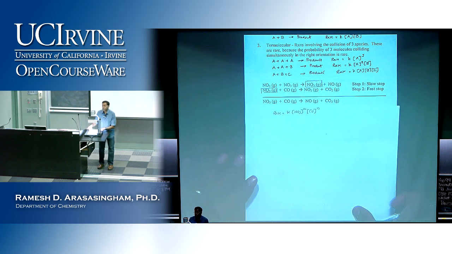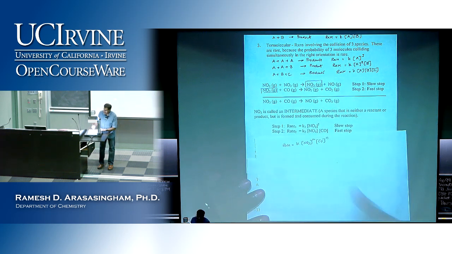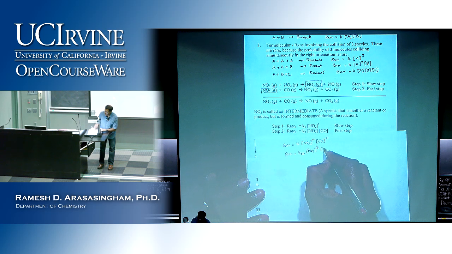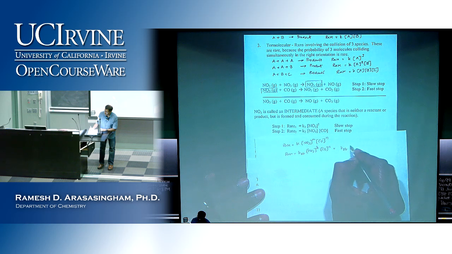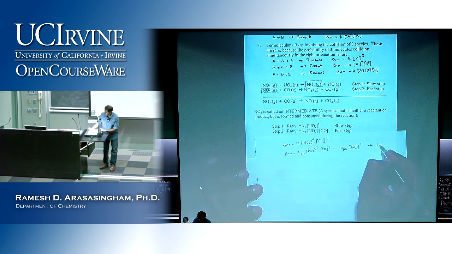But what we measure experimentally is this, and what comes out is, rate equals k observed NO2 second order, CO zero order, so that equals k observed NO2. So it's second order in NO2. So this is what we observe from experiment.